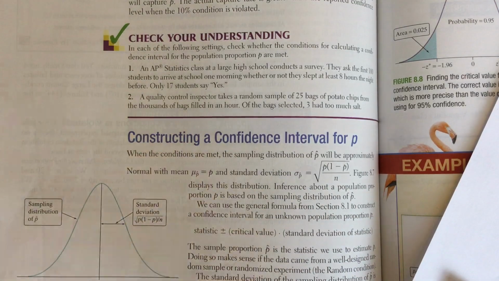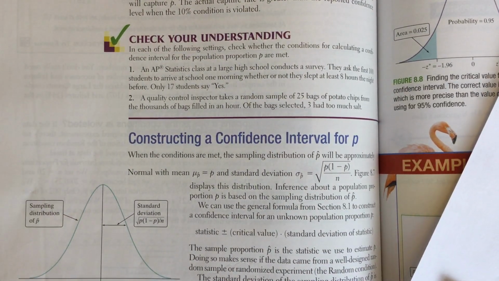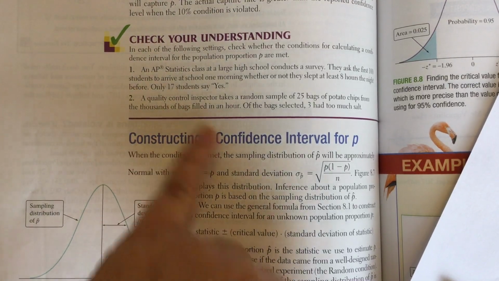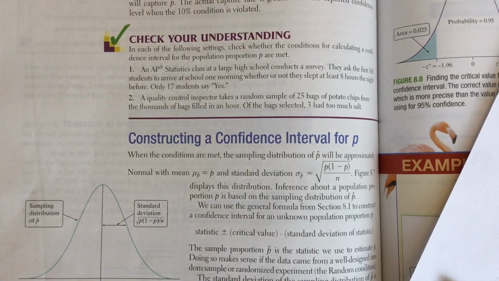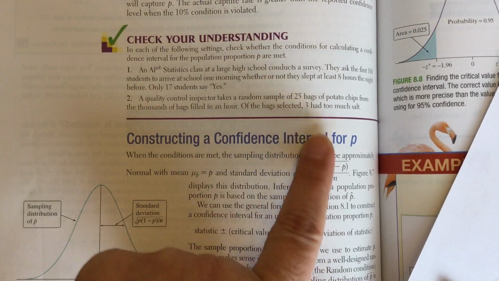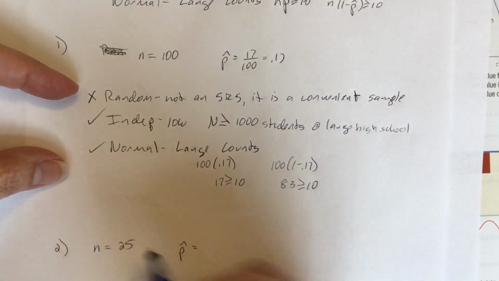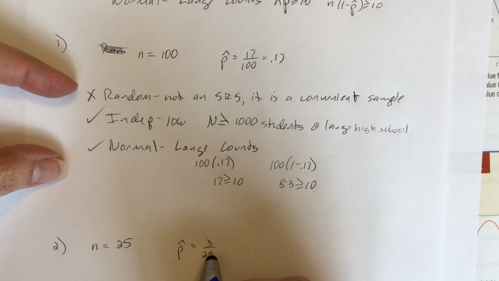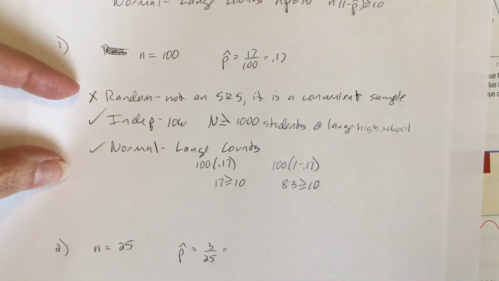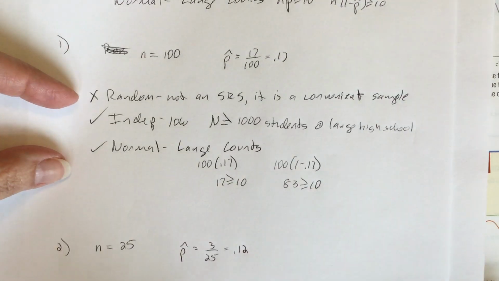For the second scenario, it says a quality control inspector takes a random sample of 25 bags of potato chips from the thousands of bags filled in an hour. Of the bags selected, 3 had too much salt. So there's our sample size, our N, and our P hat is 3 out of 25. So our N is 25, and our P hat is 3 out of 25, which ends up being 0.12.